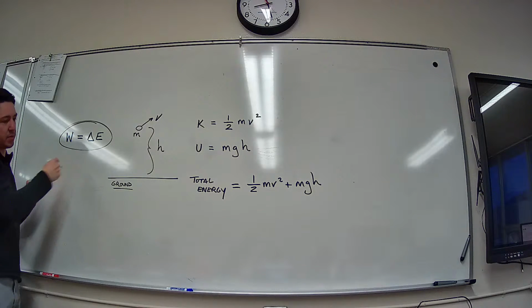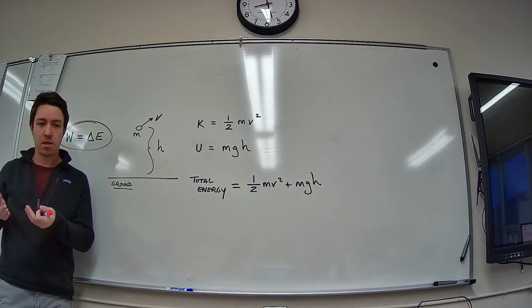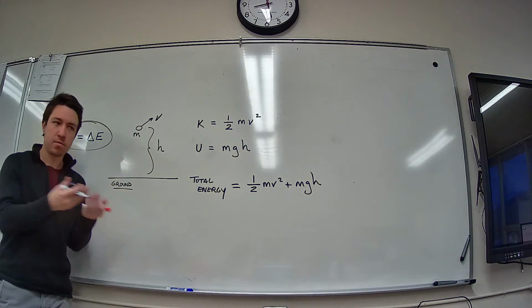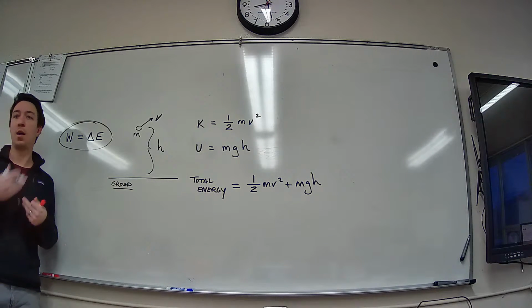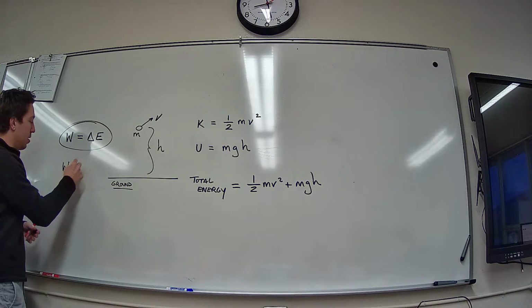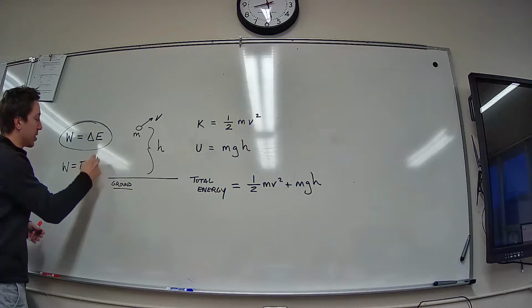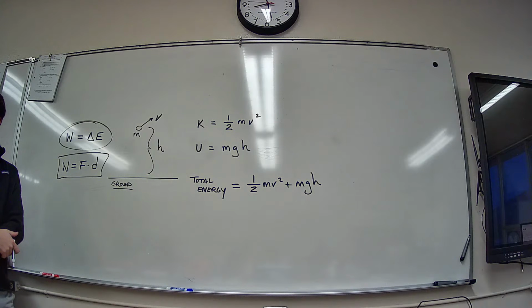Again, if you have some system, you go, oh, the system used to have 100 joules of energy, and now it's got 120 joules of energy. Well, how did it get extra energy? Someone must have done 20 joules of work on the system. And then work is force multiplied by distance. All right, that's a super fast crash course.